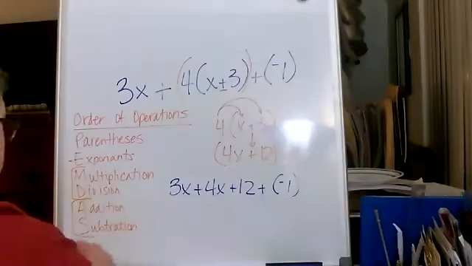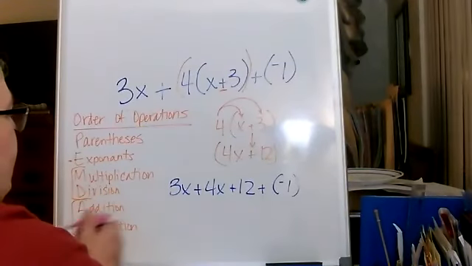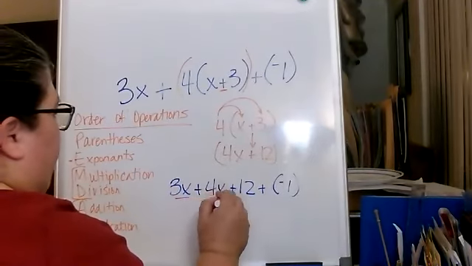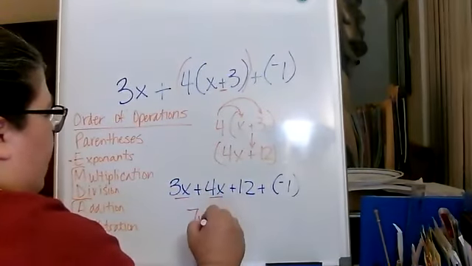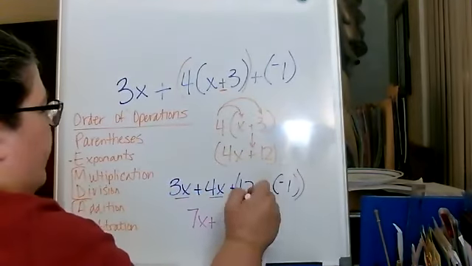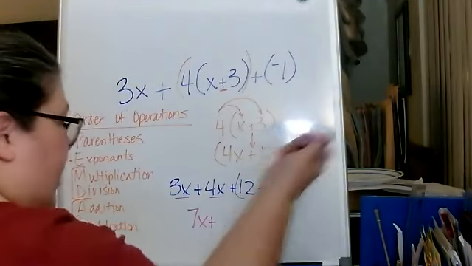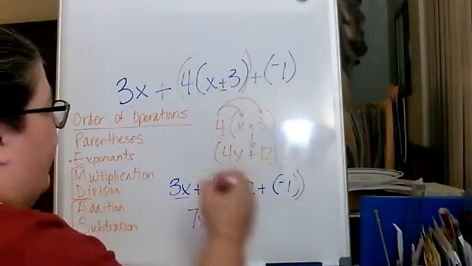And now we go through and we look for our like terms. Our like terms are 3x and 4x. So we add those together to make 7x. And then we're going to be adding the sum of 12 plus -1. 12 plus, but we're going to go that way because that's what the negative sign is telling us. So we're going to go one spot that way, which is 11.